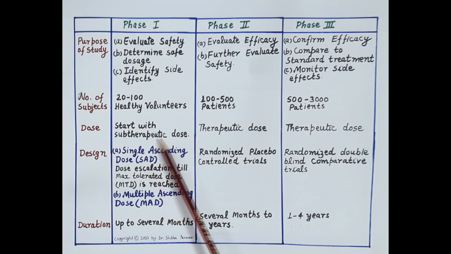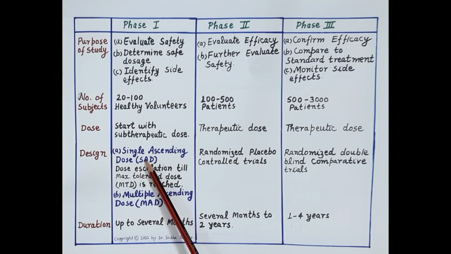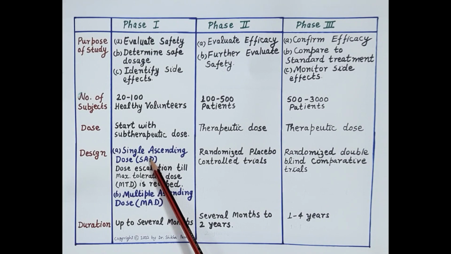Now, the trial is started with the subtherapeutic dose. Now, when talking about the design of the trial, it is either a single ascending dose study or a multiple ascending dose study. Now, in single ascending dose study, to a small group of human volunteers, a single dose of the drug is given. Pharmacokinetic parameters are evaluated, and if they are found to be safe, dose is increased. So, dose is escalated till maximum tolerated dose is reached. That is, maximum tolerated dose is determined.